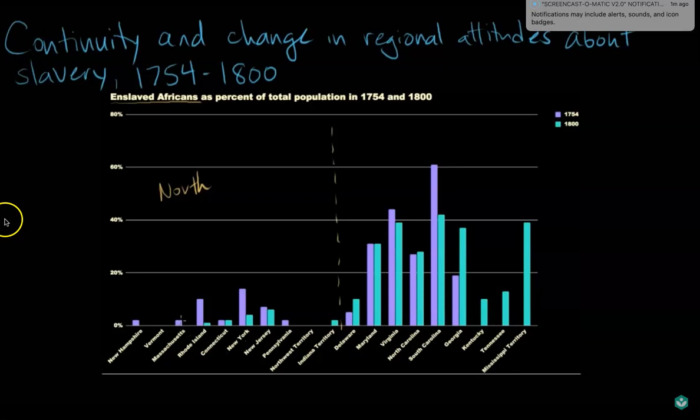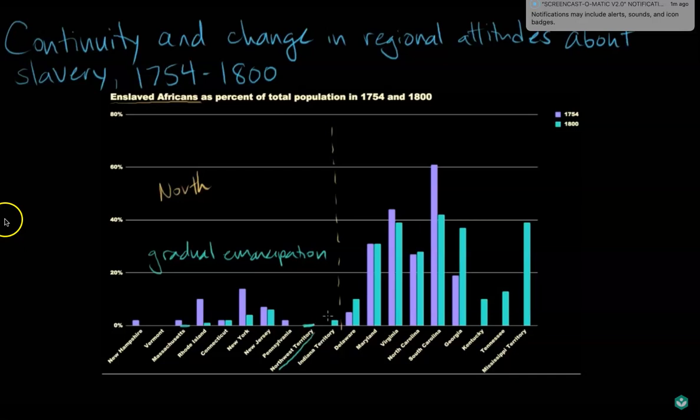Some, like Massachusetts, outlawed slavery altogether, so they're at 0%, and others, like New York or Rhode Island, began a process of gradual emancipation, phasing out slavery. Another thing to note is that new territories in the West that were claimed by the United States either had very small amounts of slavery, like in the Indiana Territory, or none at all, like in the Northwest Territory, where slavery was outlawed. Now, let's compare that to the same period in southern regions.